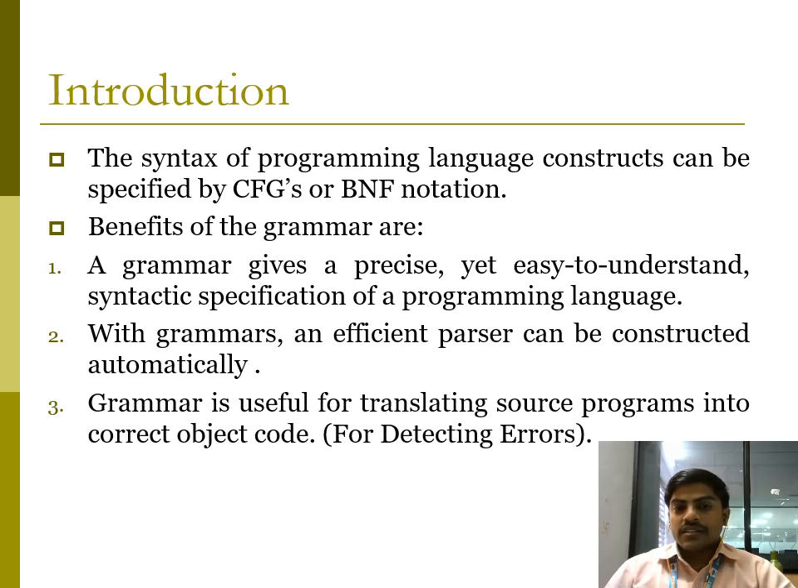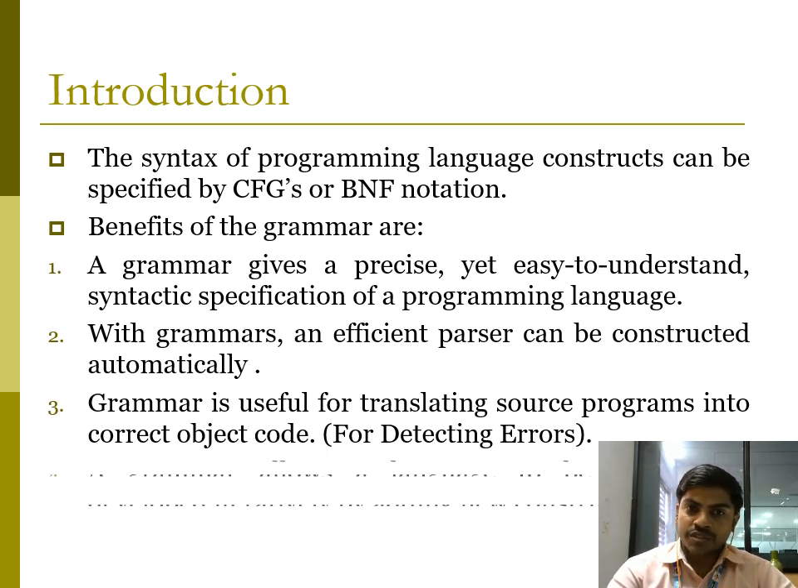Third, the grammar is useful for translating programs into correct object code. It is easy to translate the content from grammar to object code. It is also easy for detecting errors. That is the third reason for using grammars to represent a programming language.